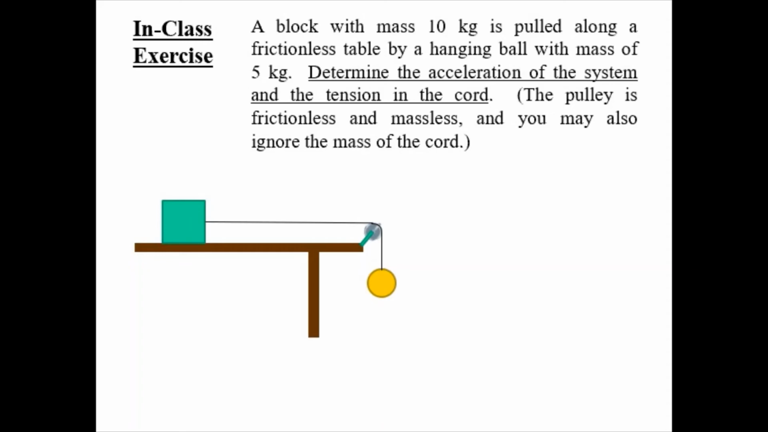It says a block with a mass of 10 kilograms is pulled along a frictionless table by a hanging ball with a mass of 5 kilograms. Determine the acceleration of the system and the tension in the cord. The pulley is frictionless and massless, and you may also ignore the mass of the cord and assume that's negligible mass or zero mass. So I want to know how fast the green block is going to accelerate to the right and the ball downward, and what is the tension in the cord. So you may want to pause the video, work on this, and then resume to see how you did.